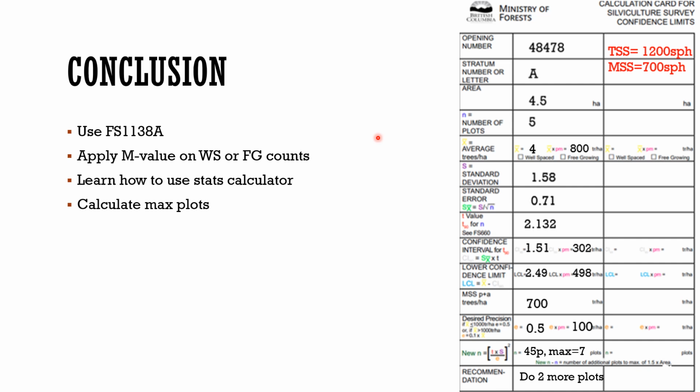My fourth point, make sure that you always calculate max plots. If you've already done max plots at the point of doing your statistical analysis, then you won't need to consider precision or calculate the new n value. And my fifth point also relates to that. If you are calculating the new n value, that's how many plots you would need to do in total. So don't forget to account for the plots that you've already done when making your final recommendation.